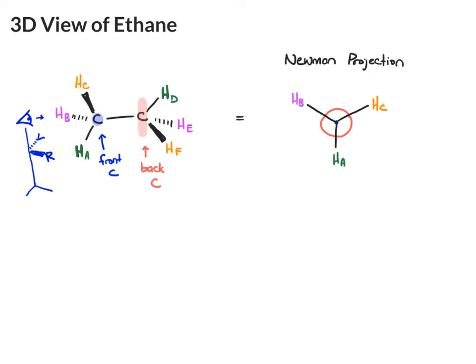And then we follow the same procedure for the carbon on the back. The in-plane hydrogen, HD, is pointed straight up. Don't connect it to the central dot because that's the front carbon. Connect it to this large back carbon, HD. Then we have HE, which is back like your left arm, so HE will go on the left. And then HF on the right.